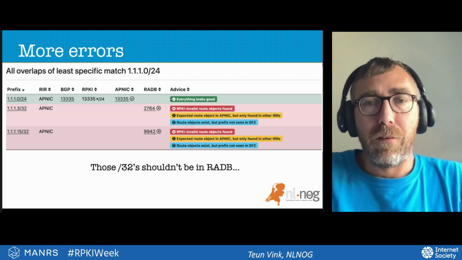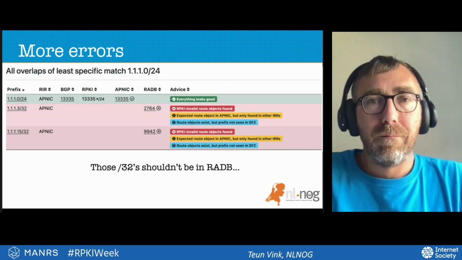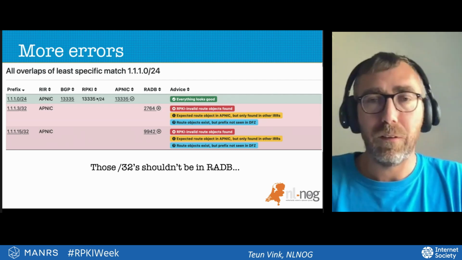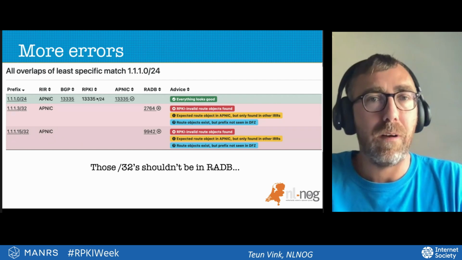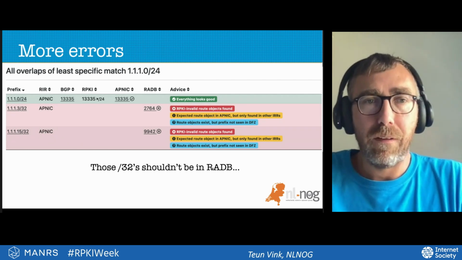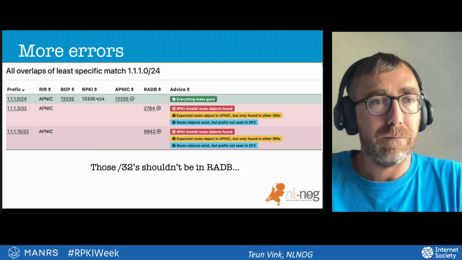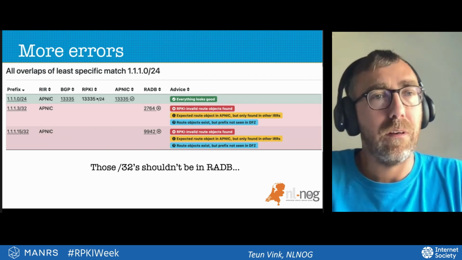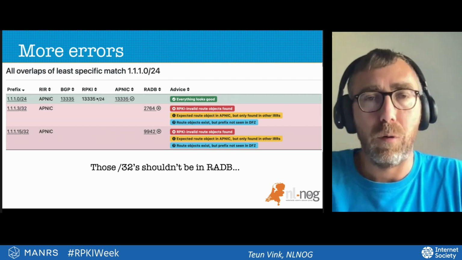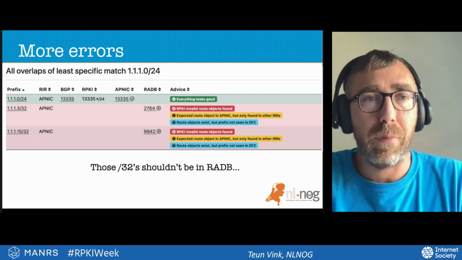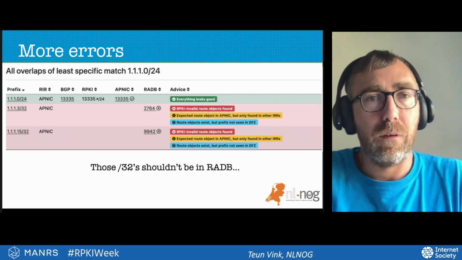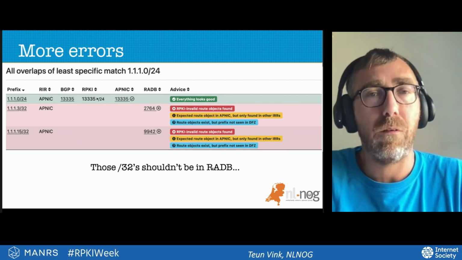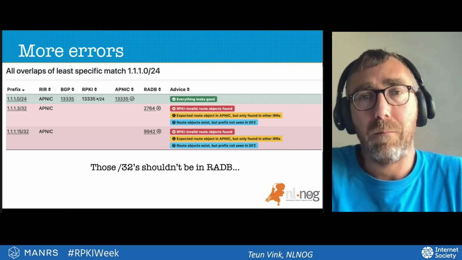Well, let's look at some more errors that we can find. I was curious about the 1.1.1.1, that's the Cloudflare DNS IP. And one of the fascinating things you see is that there are a number of entries that don't match here. The first row in the table shows us what we would expect. Everything looks good. There's the /24 announced. It has an RPKI valid ROA, and it's registered in APNIC.